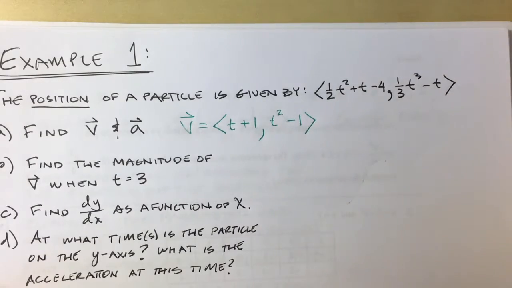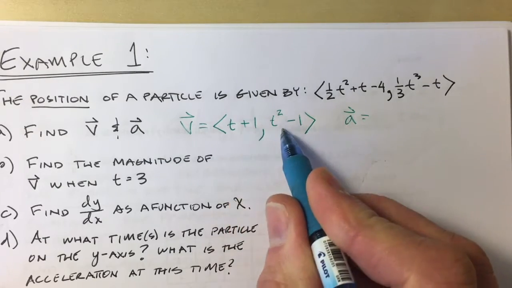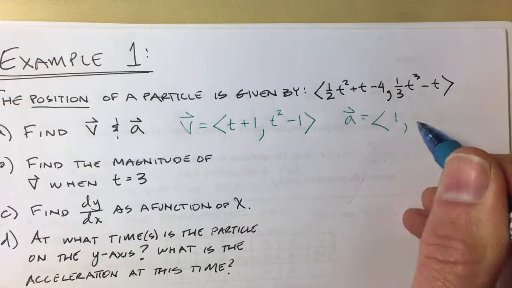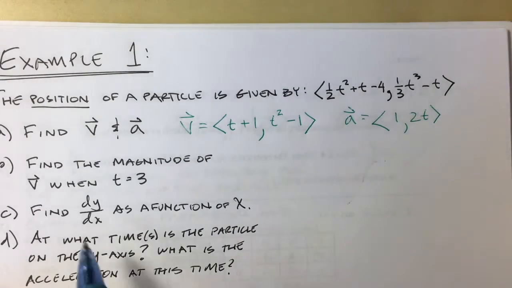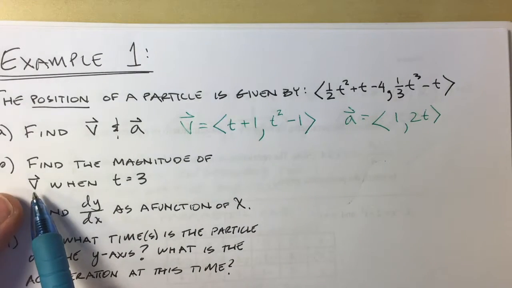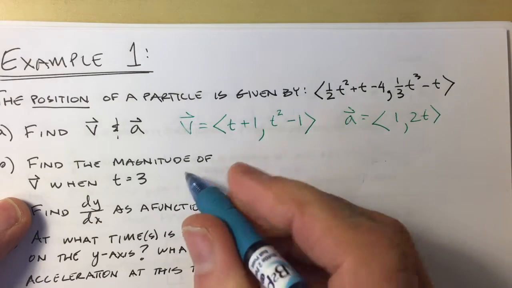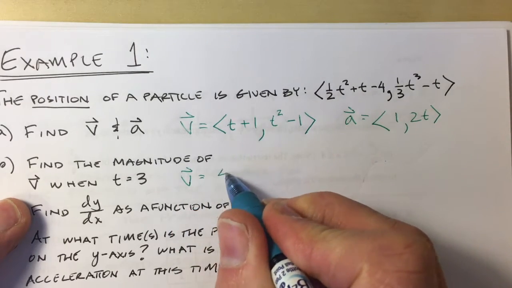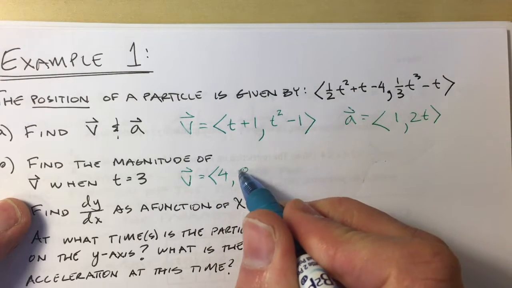That's very convenient. The acceleration vector then will be the derivative of this, the second derivative of the position function. That's just going to be 1, and then 2t. Okay, so they get a little bit simpler. Find the magnitude of the velocity when t is equal to 3. So I just go up in here, plug in 3. That velocity at that instant in the x component is going to be 4. And then in the y component, 9 minus 1 will be 8.